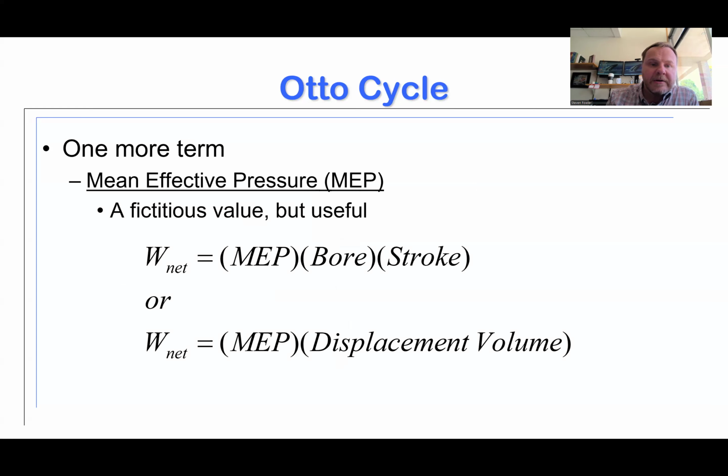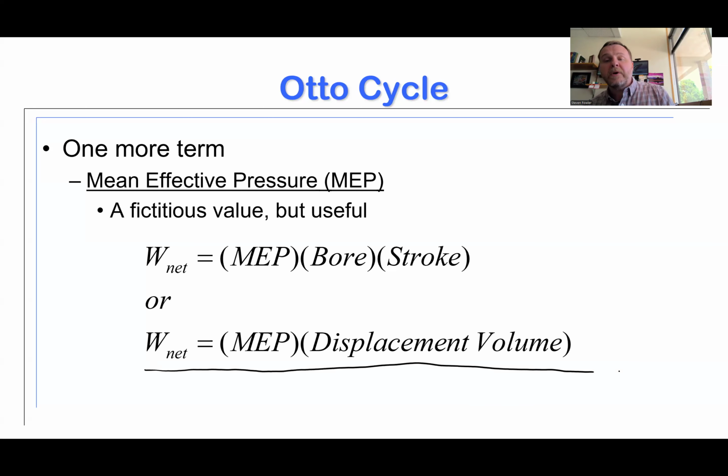Last term to talk about here is what we call the mean effective pressure. I say it's fictitious. I like to say you're probably never going to encounter a mean effective pressure value outside of a thermodynamics textbook. And this is really all I want to talk about here. The big thing is, if I know the net work for an engine and I know the displacement volume, I can calculate the mean effective pressure and vice versa.